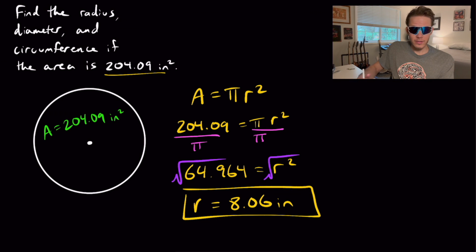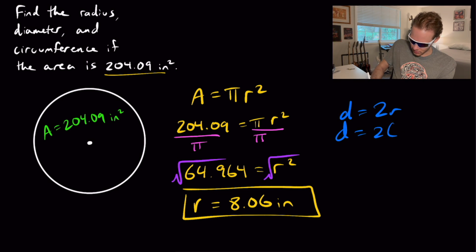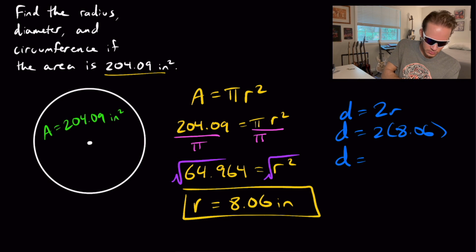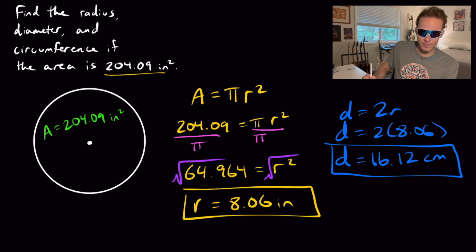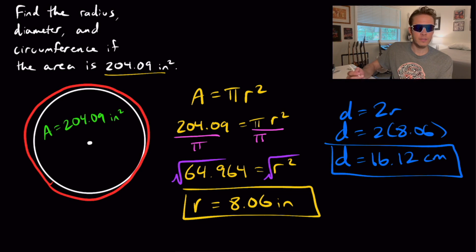Now the diameter is just twice the radius. So diameter is equal to 2 times r. So the diameter is equal to 2 times 8.06, which is 16.12 centimeters. And then for the circumference, remember circumference is just the length around a circle.